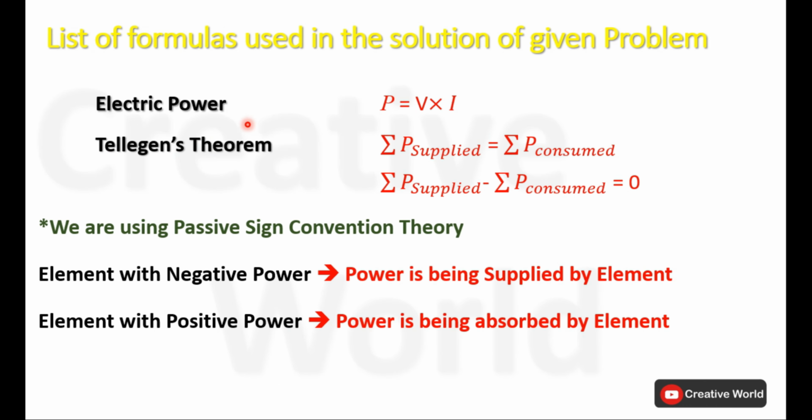While solving this problem, we will be using the formula of electrical power, which is the product of voltage and current, and Tellegen's theorem. According to Tellegen's theorem, the power supplied to our network is always equal to the power consumed by the elements of that network. And if we add these two powers, their result will be 0. We also will be using passive sign convention theory. According to this theory, the elements with negative power will be considered as power supplier and the elements with positive power will be considered as power absorber.